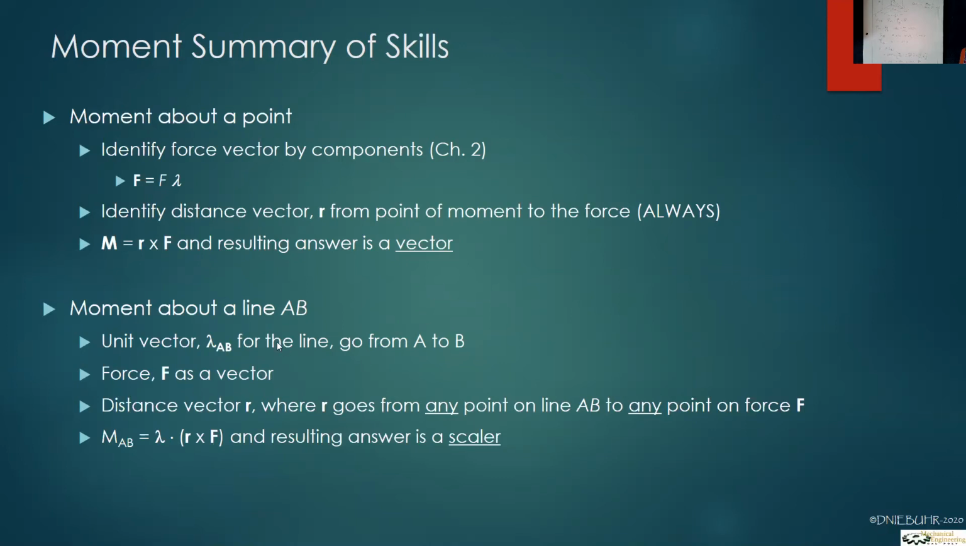Now, when you do moment about a line, if the line, for example, is AB, you first find the unit vector AB, and for that line, you want to go from A to B. Then you want to find your force, whatever it is, as a vector, ijk. Then you find your distance vector, where R goes from any point on the line AB to any point on the force. This is an important concept. And then you go ahead and you do your lambda dot R cross F, and your answer is always a scalar. And that's it. So those are the two things we've done. So that's it for this part of chapter 3, lecture 6.